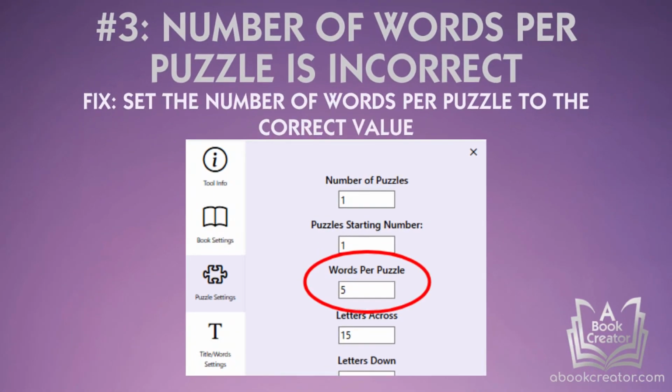The third reason some words might be missing is that the number of words per puzzle setting was entered incorrectly. This usually happens when users accidentally type a lower number than intended, so not all words are included when the puzzle is generated. To fix this, double check that the number of words per puzzle matches the number of words you actually want in your puzzle. A quick review of this setting can make sure all your words show up where they should.